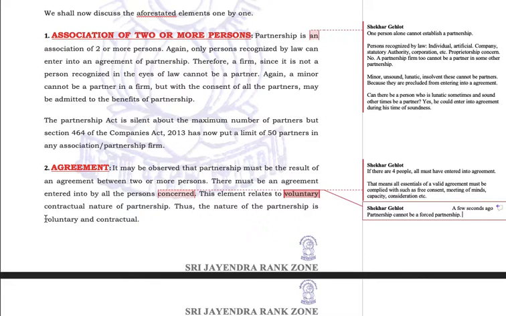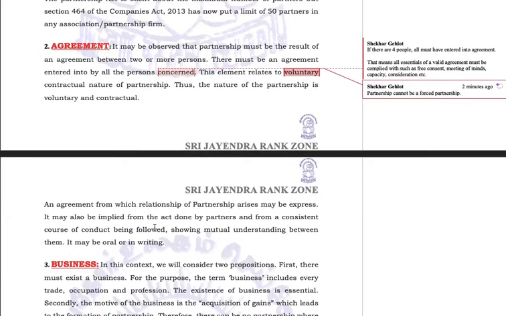Mere voluntariness to associate with someone will not make you a partnership, but there has to be voluntary association, plus the association has to be a contractual association. What kind of contractual association? Let us see. An agreement from which the relationship of partnership arises may be express.